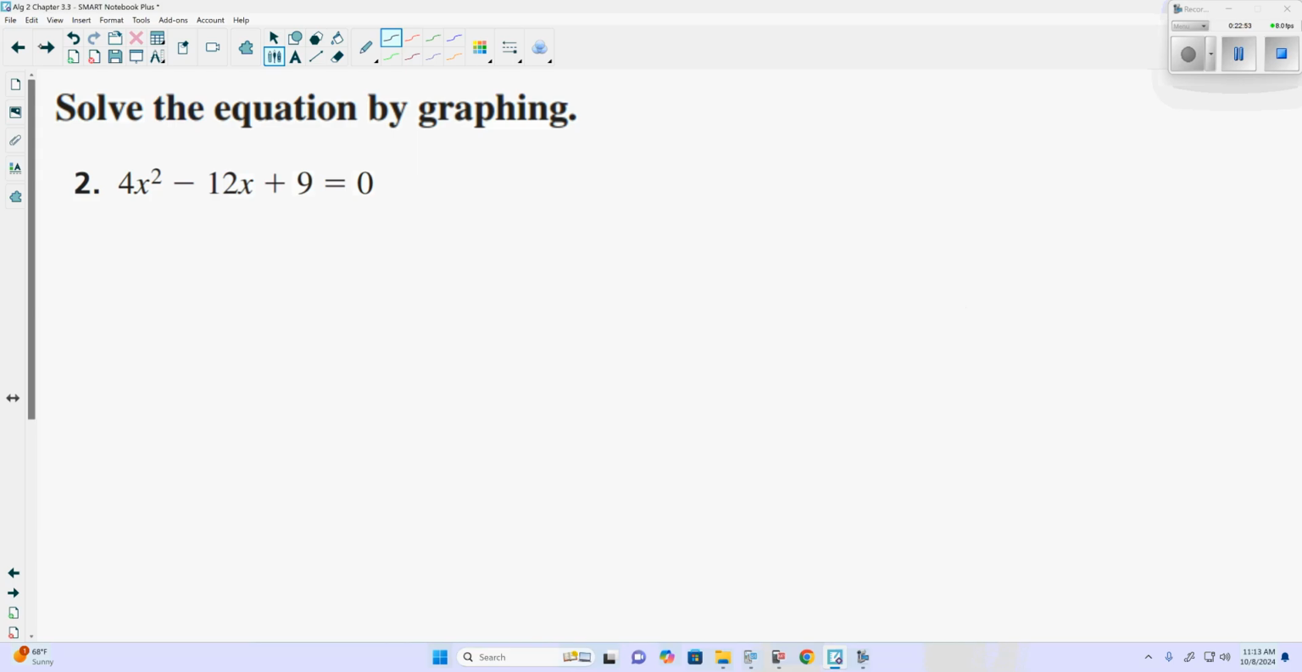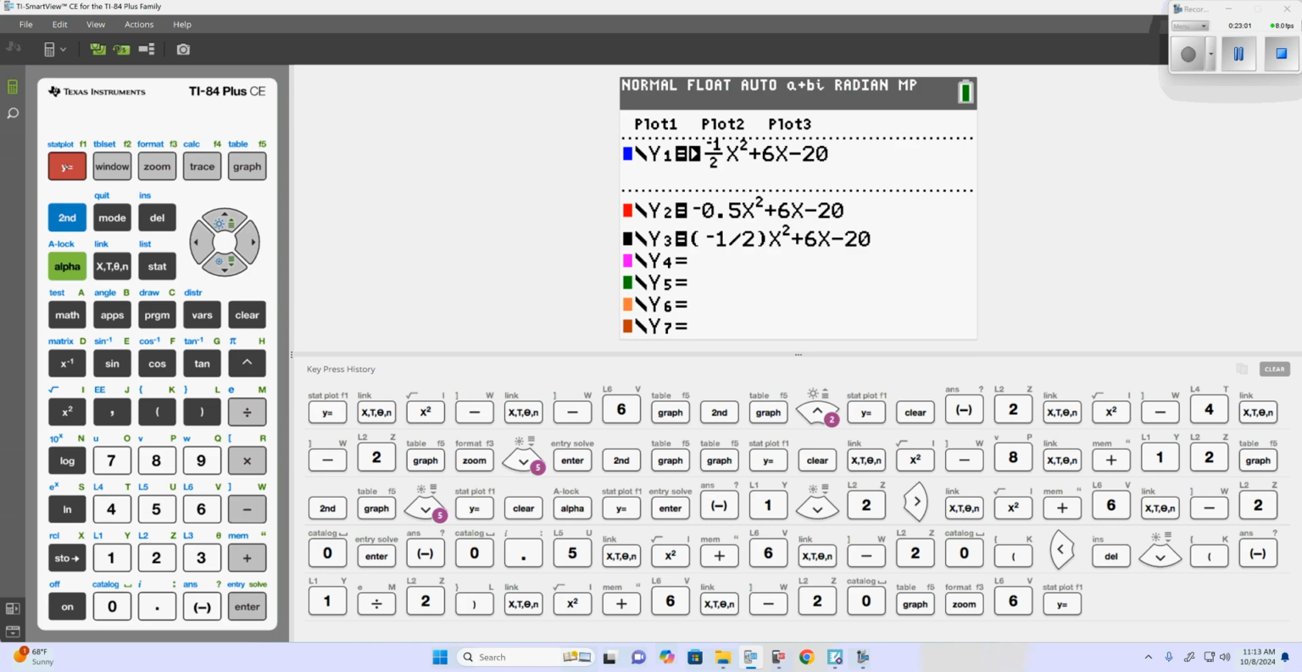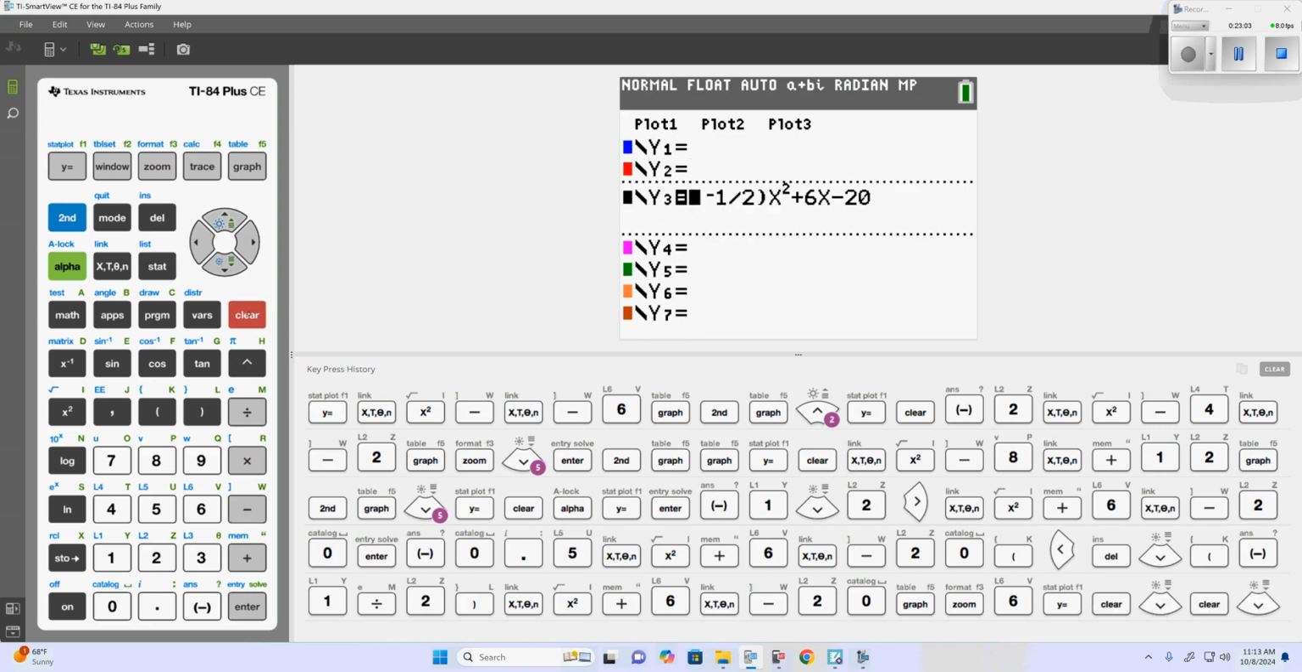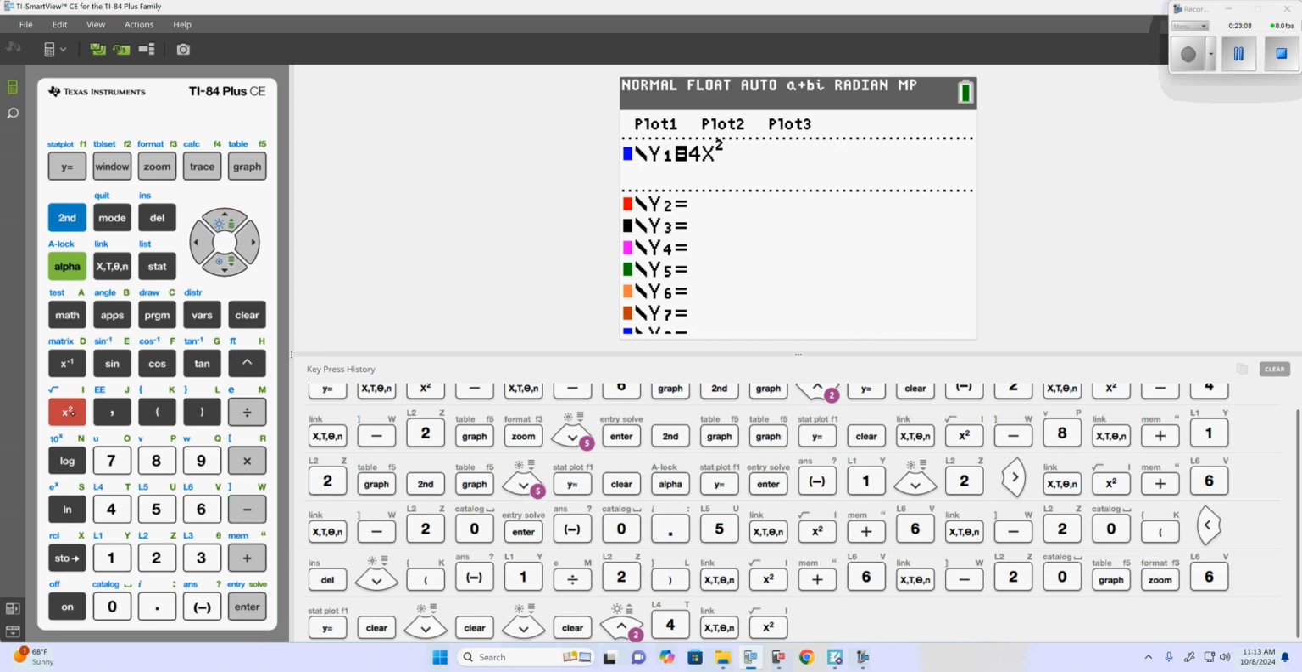Four x squared minus 12x plus 9. So again, we can grab the graphing calculator. Type in y equals 4x squared minus 12x plus 9.